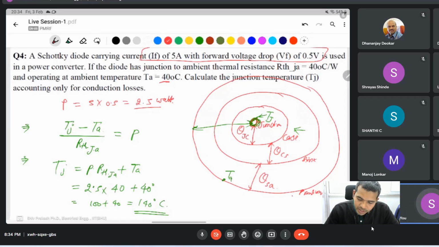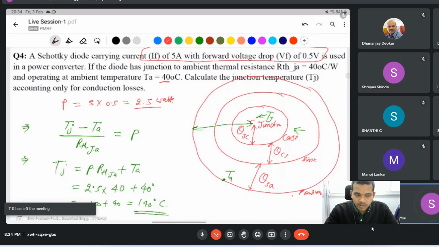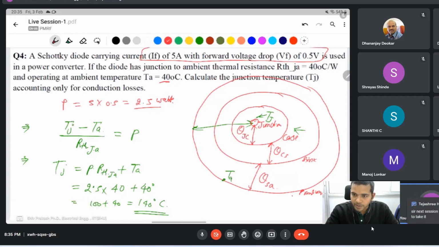If the diode has junction-to-ambient thermal resistance, this is from junction to ambient. This is the graph of the mounting of any device. The junction temperature means where the PN junction is, and after that the case of the device and the sink.